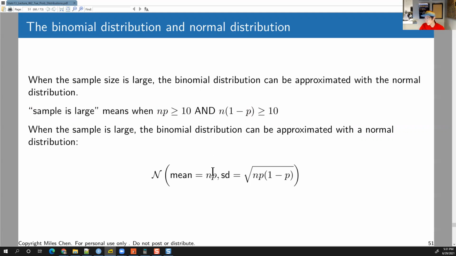If we're going to approximate the binomial distribution with the normal distribution, then for the normal distribution we use the mean and standard deviation that defined our binomial distribution. Earlier today, in one of the earlier slides, we said the mean of the binomial distribution is n times p. We plug that in as the mean of our normal distribution. And the standard deviation of the binomial distribution is the square root of n times p times 1 minus p. We plug that in as the standard deviation of our normal distribution. If we do that, we can approximate the binomial distribution with a normal distribution.